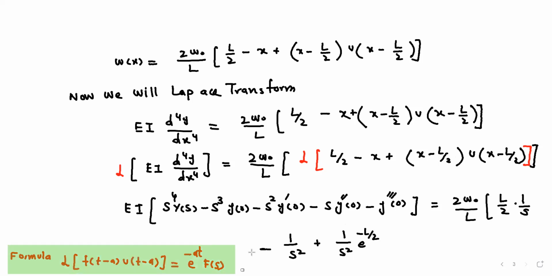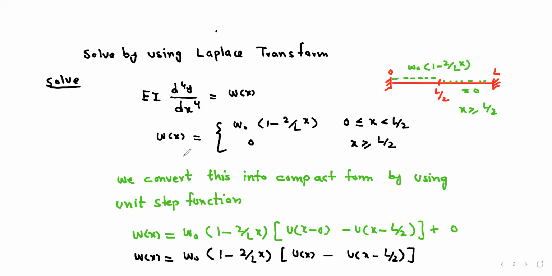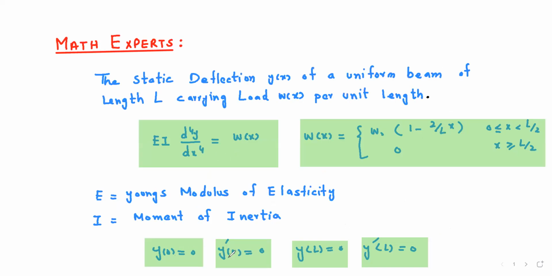And if you have any difficulty in this, you can see my previous video. Okay, students, now we will move to our next step. You know that we are given some conditions. I will write the conditions again here for your ease. We are given that y of 0 is equal to 0, y prime of 0 is equal to 0, y of L is equal to 0, and y prime of L is equal to 0. First, we need these two conditions: y of 0 is equal to 0 and y of L is equal to 0.